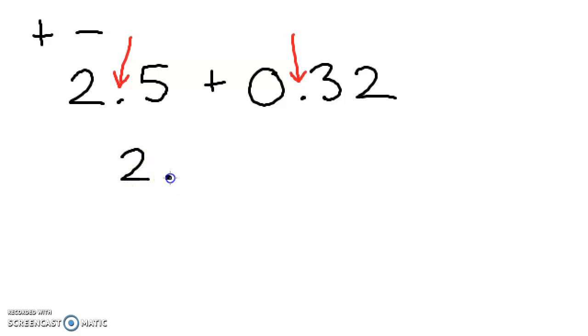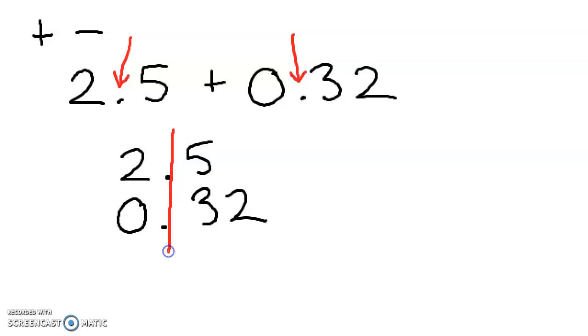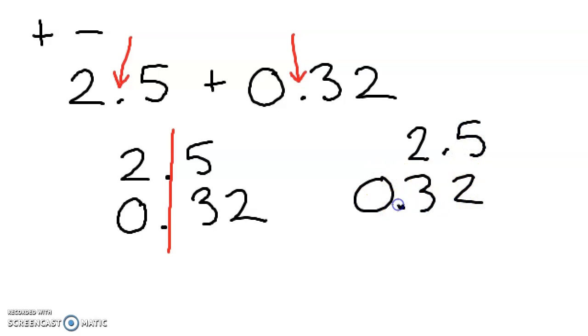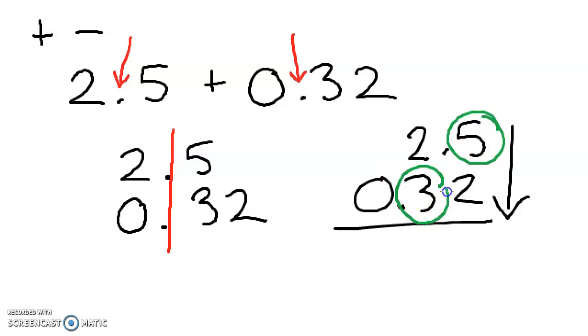When you are lining them up, when you are stacking them on top of each other, you need to have those decimal points in the same line. I know it's very tempting to line it up like this, but that will not give you the correct answer because you're adding down and you are going to be adding the wrong place values.